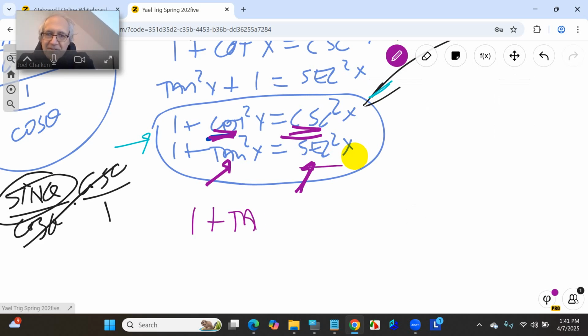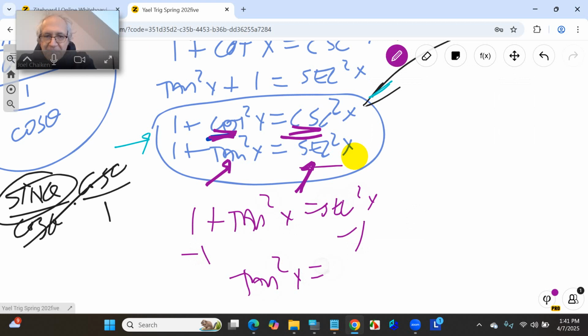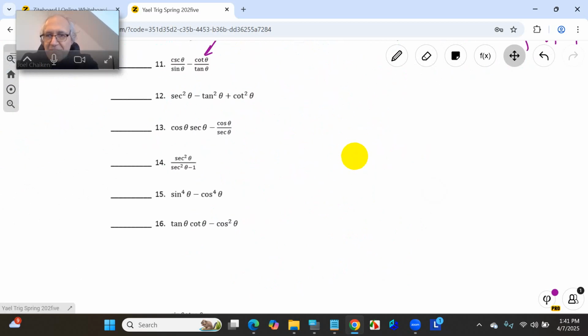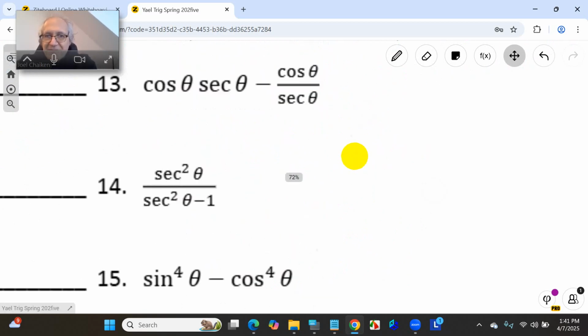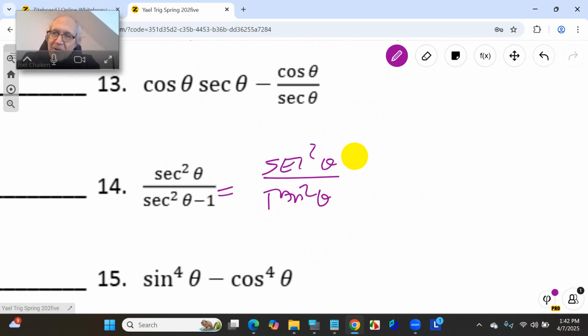See? 1 plus tangent squared theta is secant squared theta. Which means that if you subtract 1 on both sides, you see that tangent squared theta is secant squared theta minus 1. So that means that secant squared theta minus 1 is tangent squared theta. So you could replace this with tangent squared theta. See how it works? So you're going to need the Pythagorean identities to help you simplify things like this.